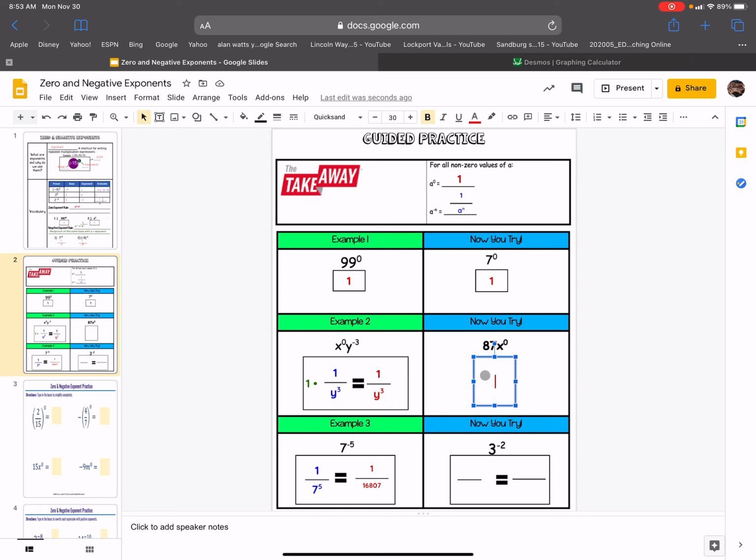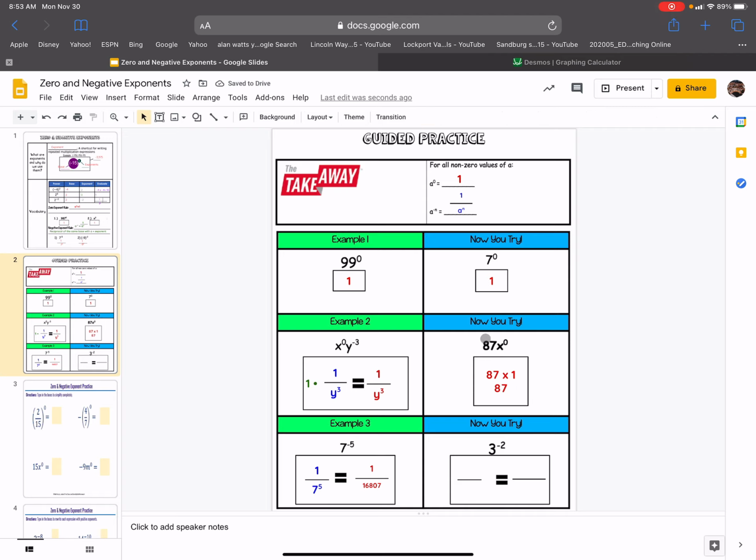So let's try. First thing to notice, this 0 is only held to the x, not the 87, okay? So first thing we're going to do is write that 87, because that has nothing to do with my answer. What we do need to change is this x to the 0 power. And what is x to the 0 power? Well, that would be 1. So we're going to multiply it by 1. And what is 87 times 1? Well, it's just 87. So that's my final answer.